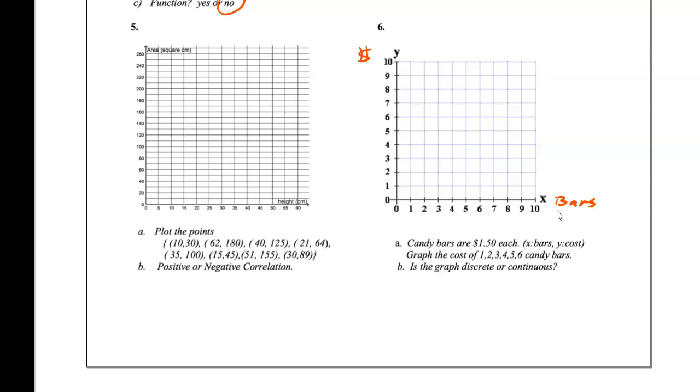How much would one candy bar be? $1.50. Okay, so I would put the point at 1.5. Yeah. 2 candy bars is 3. Yep. 3, 4.5. 4, 6. 5, 7.5. 6, 9. Basically, you go up 1.5 squares each time. Okay.